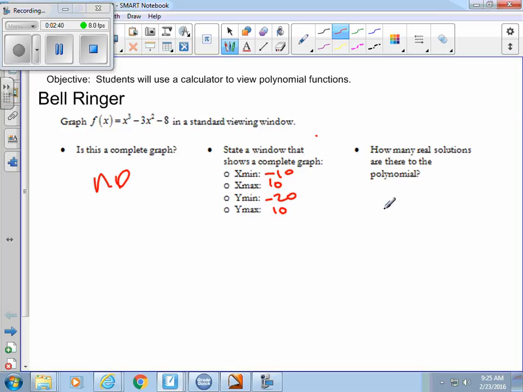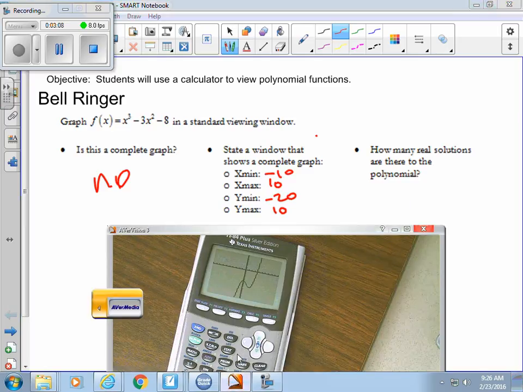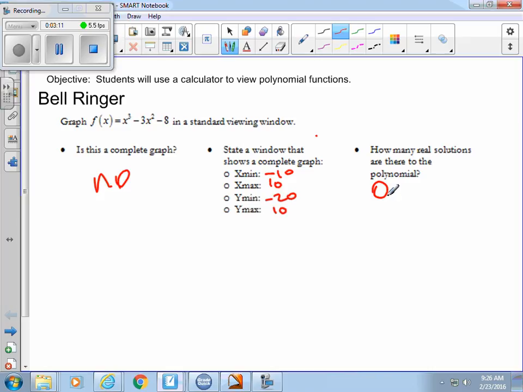How many real solutions? What is a solution? A root, an x-intercept, they're all the same thing. It touches the x-axis. Now, real solutions and imaginary solutions are different. If you count real and imaginary, it has 3, because the degree is 3. So I know it has 3 real and imaginary. But in the real world, how many times does it cross the x-axis? 1. So x-intercepts, or real solutions, there is only 1.